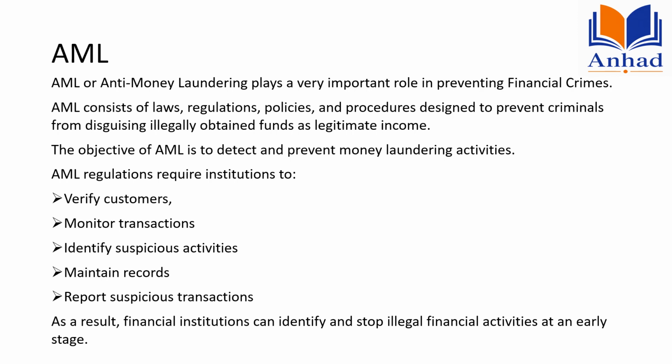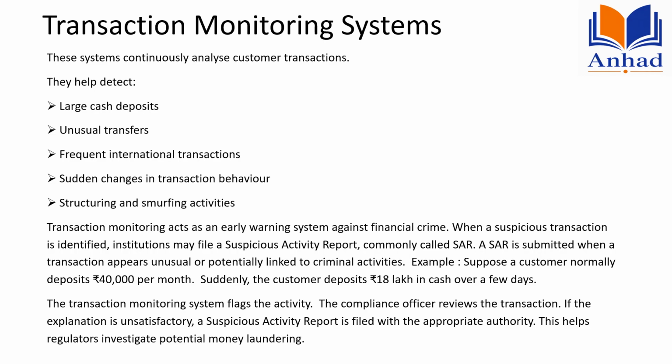To identify suspicious activities, financial institutions use transaction monitoring systems. These systems continuously analyze customer transactions. They help detect large cash deposits, unusual transfers, frequent international transactions, sudden changes in transaction behavior, structuring and smurfing activities. Transaction monitoring acts as an early warning system against financial crime.